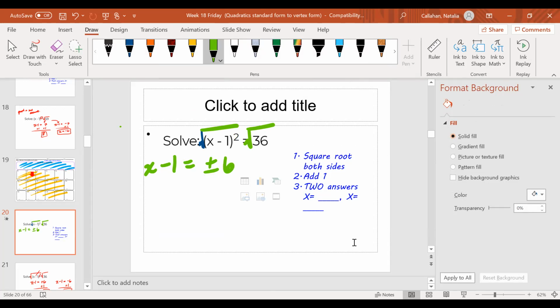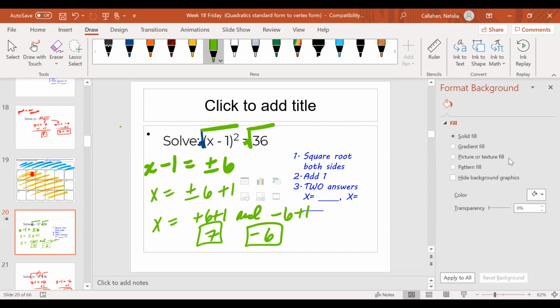After that, we're going to go ahead and add 1 on both sides. So looking at this right here, I have x is equal to positive or minus 6 plus 1. So then I have x is equal to positive 6 plus 1, and I have negative 6 plus 1. After that we will have two answers, which are 7 and negative 6.